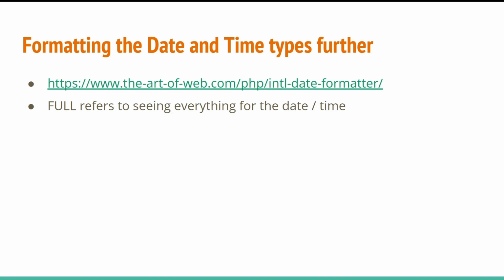But essentially full refers to seeing the whole information for the date or time. And what you can do is you can change this full value to other values in order to show fewer information. So you could put in long, medium, short, or none.